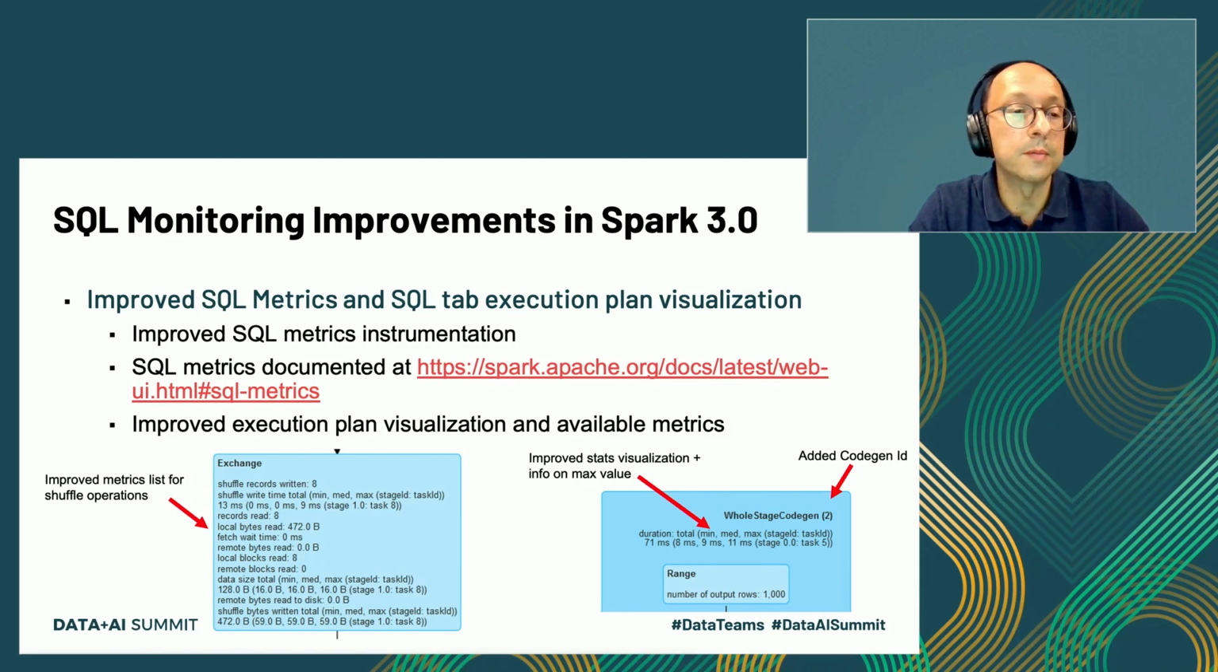For example, when we have a shuffle operation, we can see more details than what we had in Spark 2.x. And we also have improved the statistics visualization for the very important whole stage code generation steps, where we can see the metrics better described, and we can find which task and stage have the maximum value of the metrics, and also the code gen ID, which can be useful when you have very complex plans.